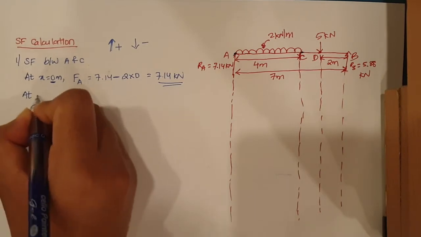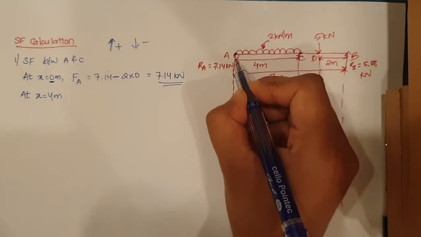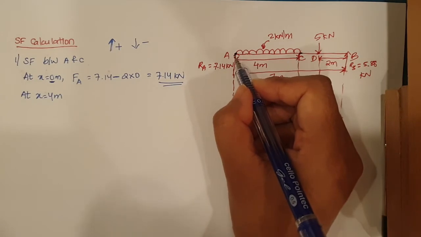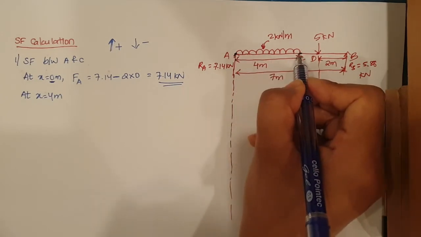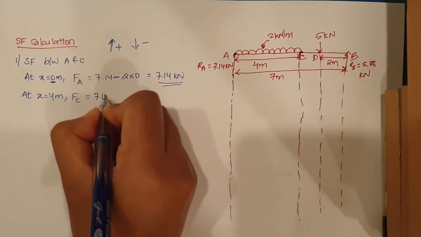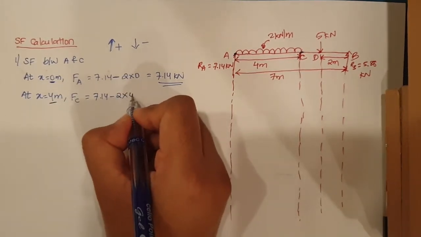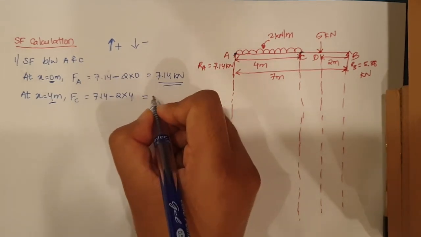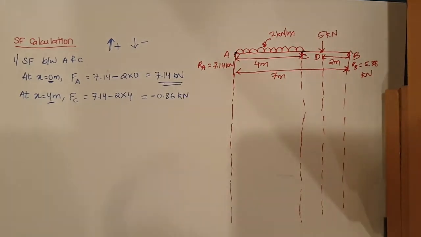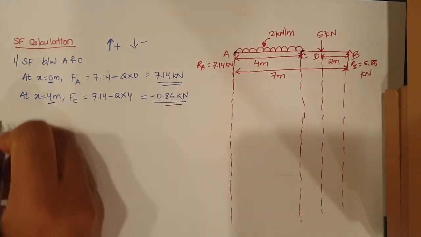Similarly at x equals to 4 meter. So when the UDL travels fully for the total distance of 4 meter till C, the force at C will be equal to 7.14 minus 2 into, now its distance will be 4, so 2 into 4. So this will be coming equal to minus 0.86 kilonewton. So this is the force at C when it reaches C.